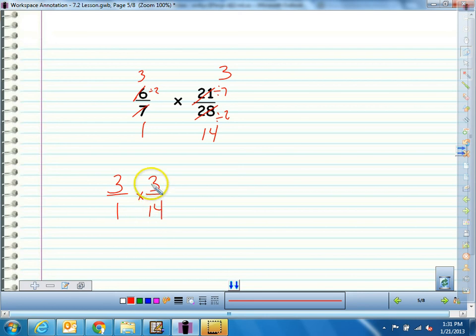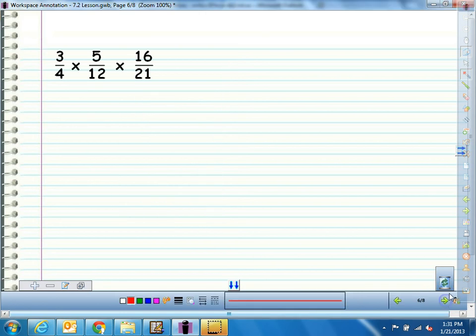So does 14 work with a 3? That's my only option on the top. No, it doesn't. So I'm just going to go straight across the top to get 9. 3 times 3 is 9. 1 times 14 is 14. There's no more simplifying to do because I did it before I multiplied. And that's it. 9/14 is my answer.